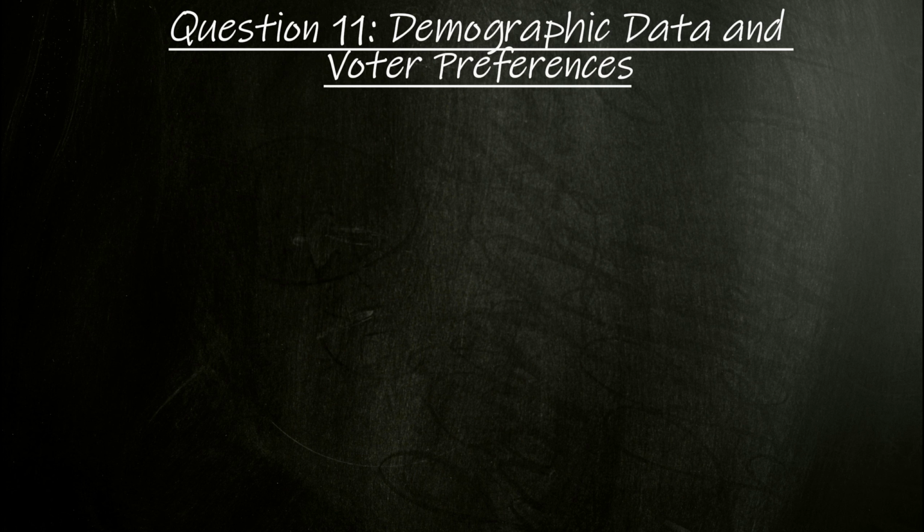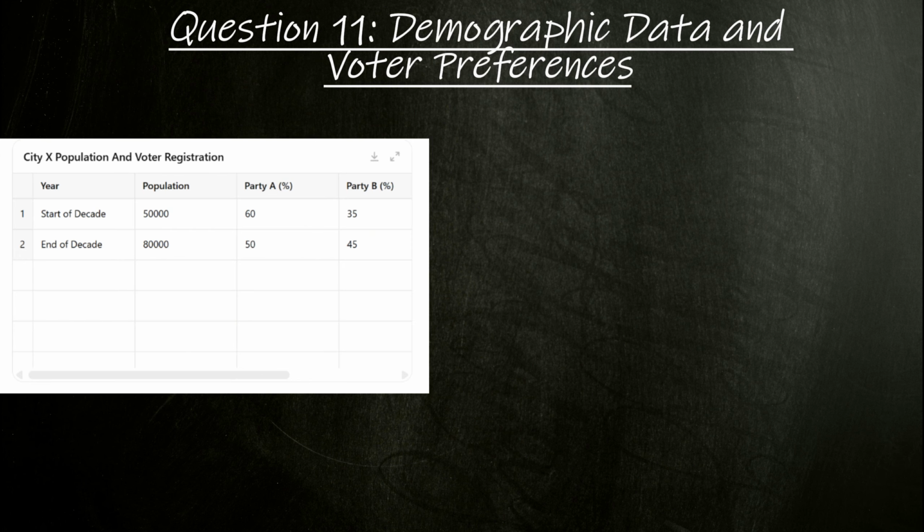Question 11 addresses demographic data and voter preferences. This table is showing information about the population and voter registration trends in City X over a decade. At the top, the title City X Population and Voter Registration tells us exactly what the table is about. Below that, there are 4 columns, each representing a different type of data. The first column is labeled Year, which tells us when the data was recorded.